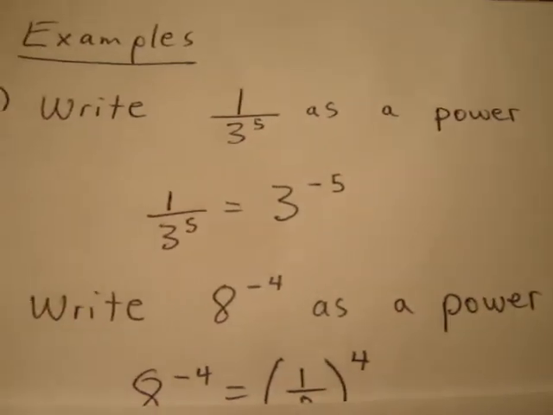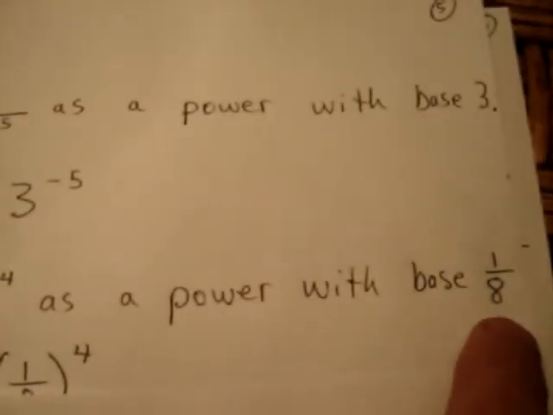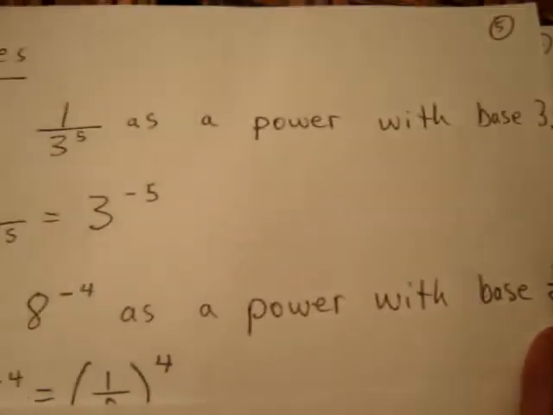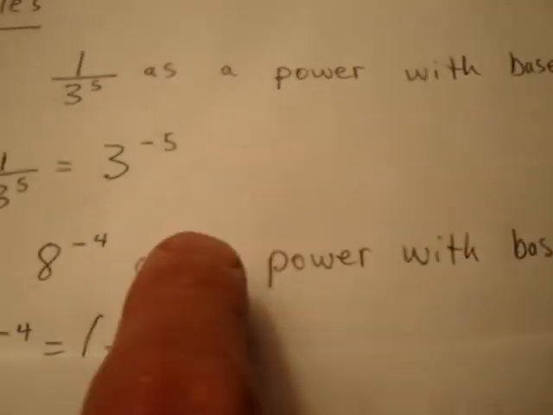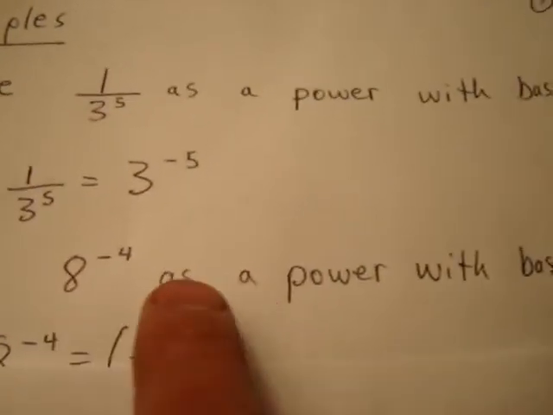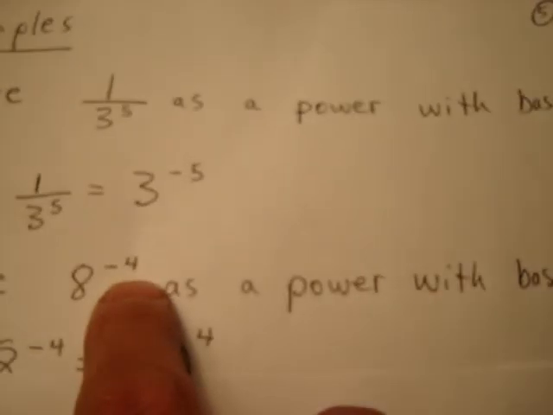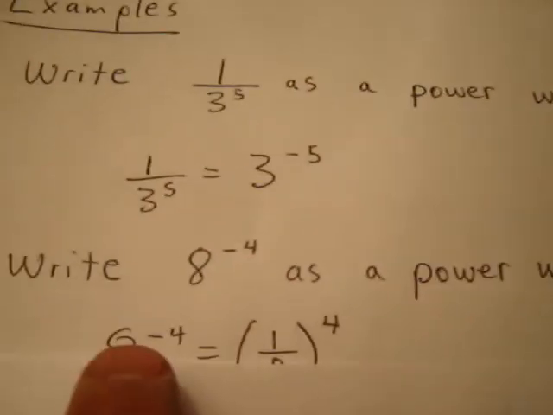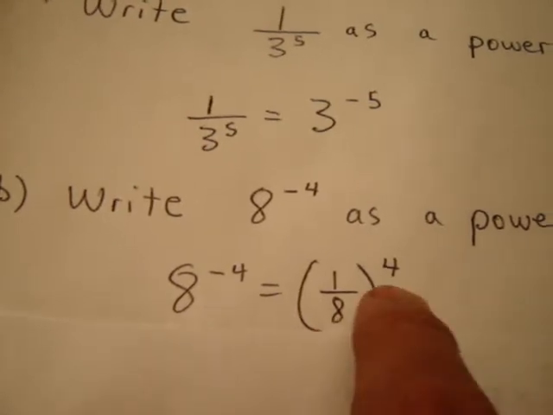Let's try question B. Let's write 8 to the negative 4 as a power with a base of 1/8. Well, 1/8 is the reciprocal of the base in this power. So if we're going to take the reciprocal of the base, we should change the sign of the exponent. So 8 to the negative 4 will be 1/8 to the positive 4.